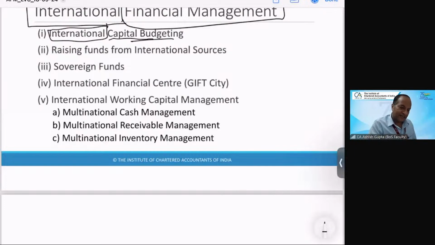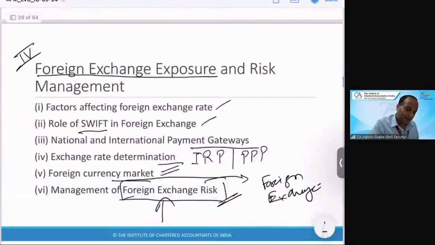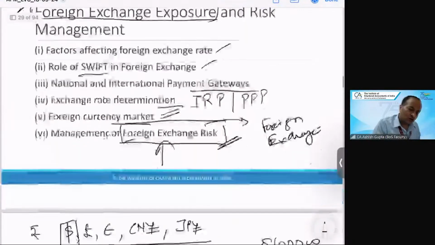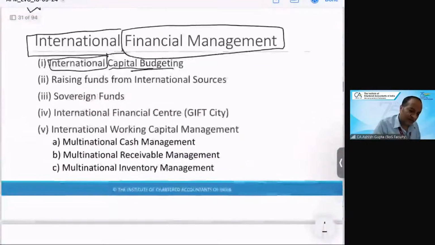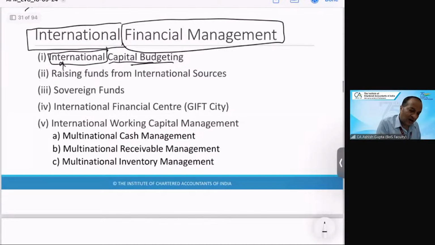So of course, as explained in the previous chapter, we are exposed to foreign exchange. In international financial management, we shall see how to evaluate our capital budgeting decision, keeping in view the foreign exchange involved. So it is a blend of foreign exchange plus simple financial management. Similarly, it covers raising funds from international sources.